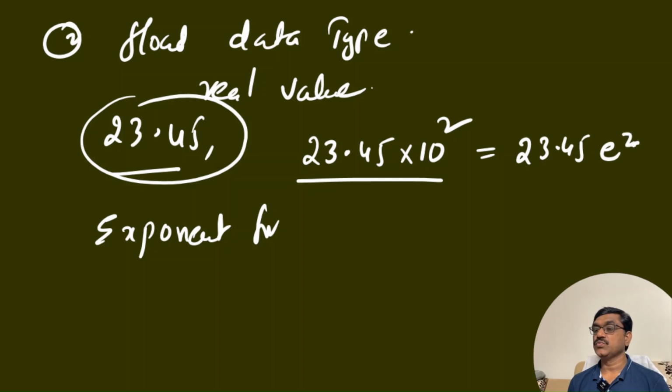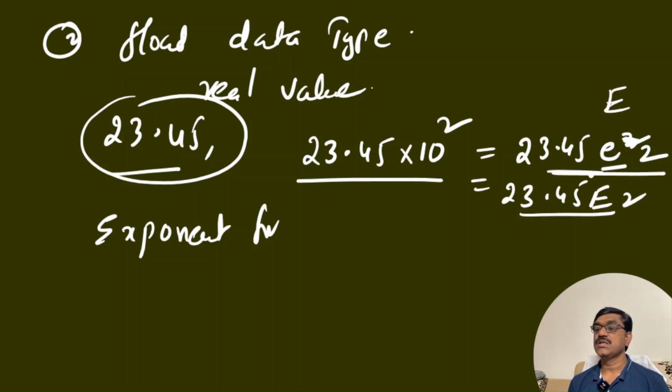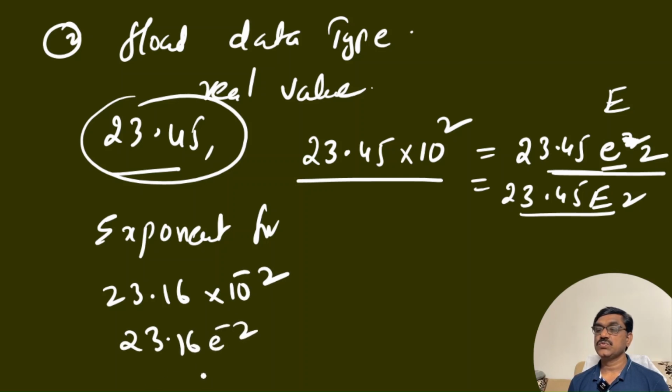So the same real number can be represented as 23.45 E2. You can use small e or capital E, both are valid. This is another representation of float data type. Not only this, we can use the data type like this: 23.16 into 10 to the power of minus 2. That means 23.16 e minus 2 or capital E you can use. These are the different ways to represent a float data type.